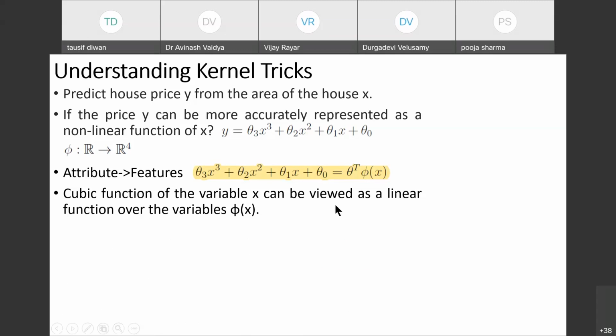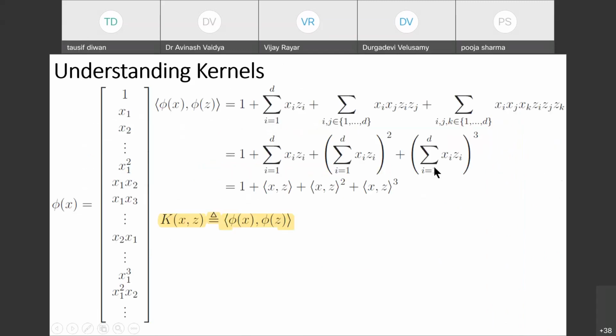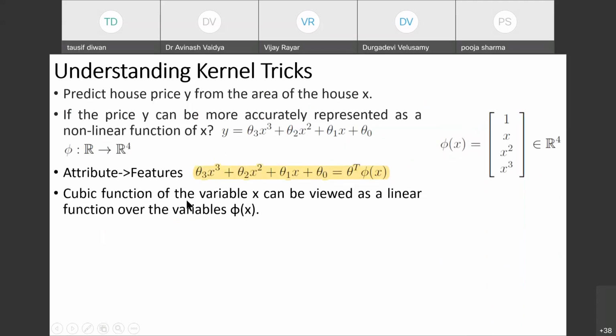Which vector? This vector. Phi of x is equal to 1, x, x square and x cube. Okay, so this cubic function is viewed as a linear function over the variable phi of x.